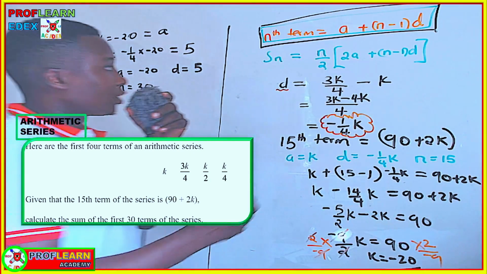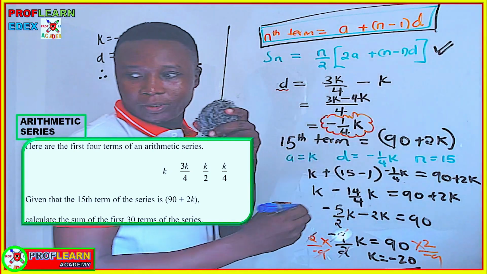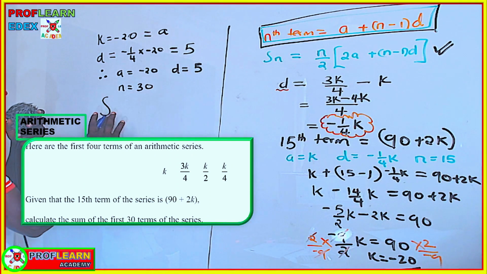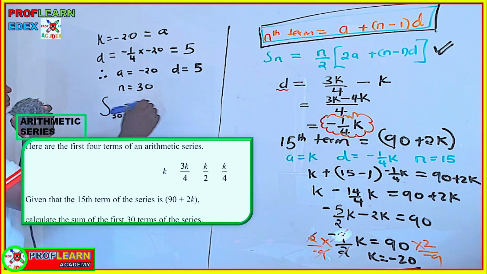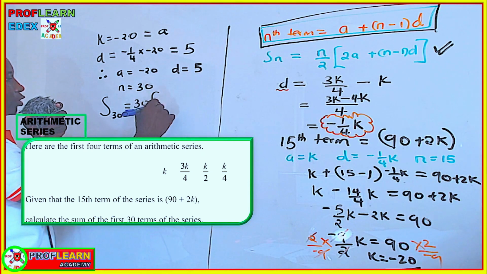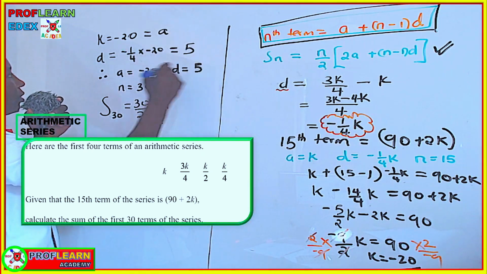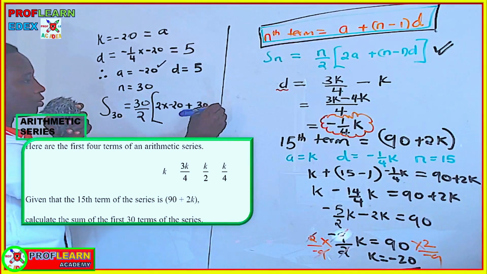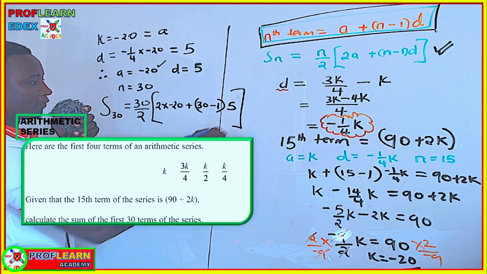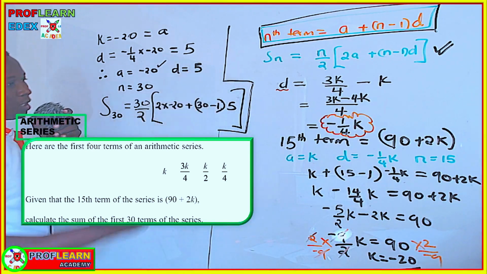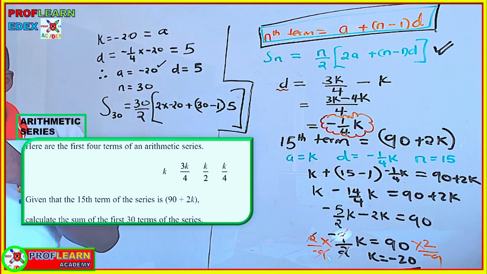So we are going to apply this formula at this given point so that we can find the sum of the first n terms. So the sum of n terms, that is 30 terms, is going to be equal to n over 2, 30 over 2, into brackets 2 times a. Our a, we got it as negative 20, plus 30 minus 1 into the common difference, which is 5. So this is what we are going to do in order to earn our mark.